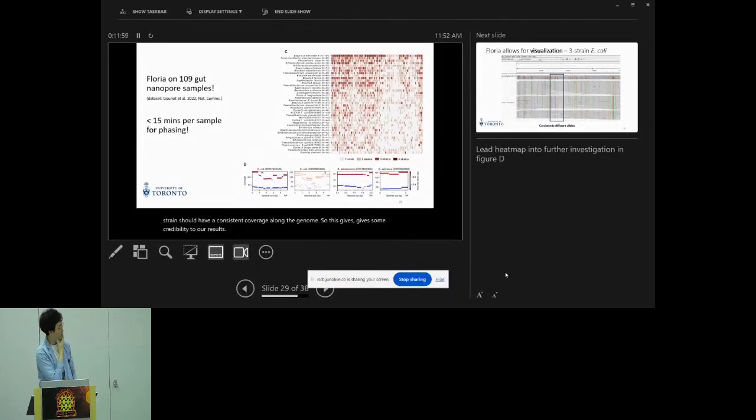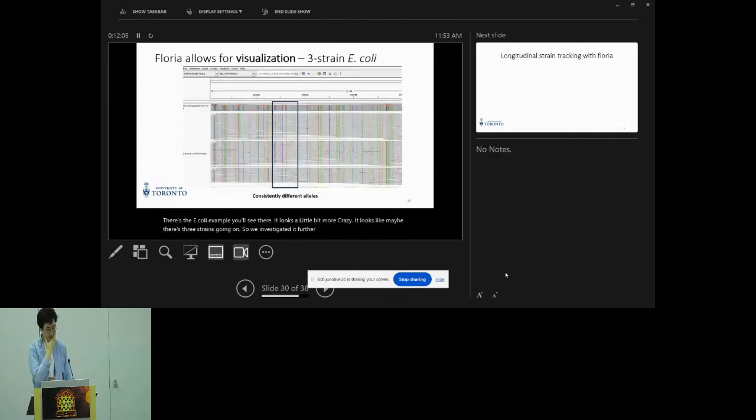There's the E. coli example you'll see there. It looks a little bit more crazy. It looks like maybe there's 3 strains going on. So we investigated it further. And what you can see is that Floria allows for visualization really easily because I'm just outputting sets of reads. I can map them. I can look at them in IGV. And what you'll see is that the alleles for these 3 haplosets are consistently different. They're consistent within the haploset, but they're different across haplosets, which means there really does seem to be 3 different strains here. And we can visualize it.